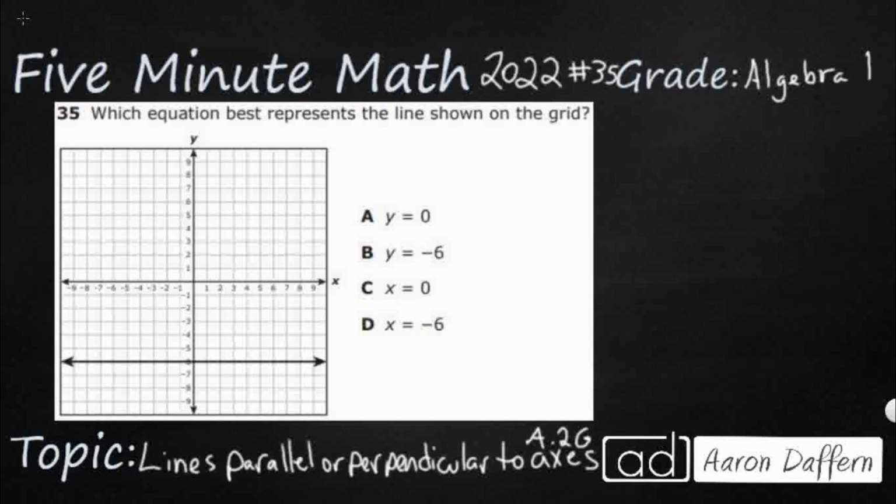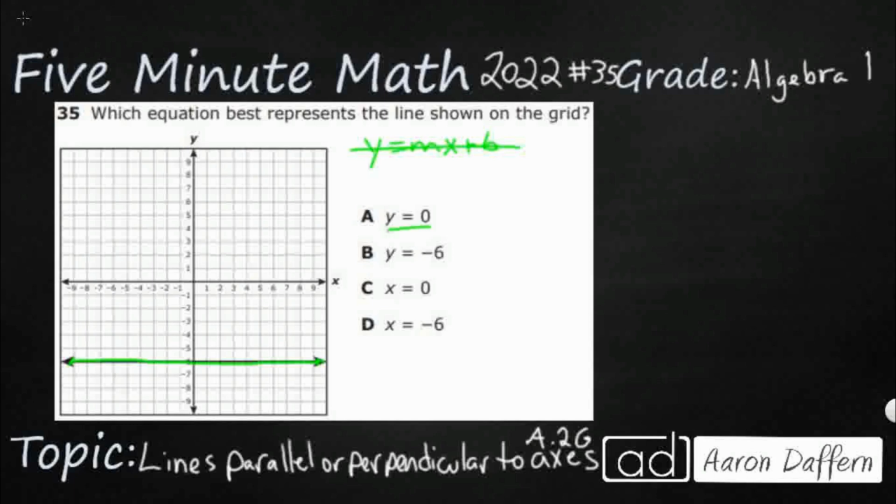So we just have one line right here, and we need to find which equation best represents this. The problem is we're used to looking at lines typically in slope-intercept form, y equals mx plus b, and that's not what we see. We just see y equals 0, y equals -6, and then x equals 0, x equals -6. Well, what does it mean? Let's start with A.